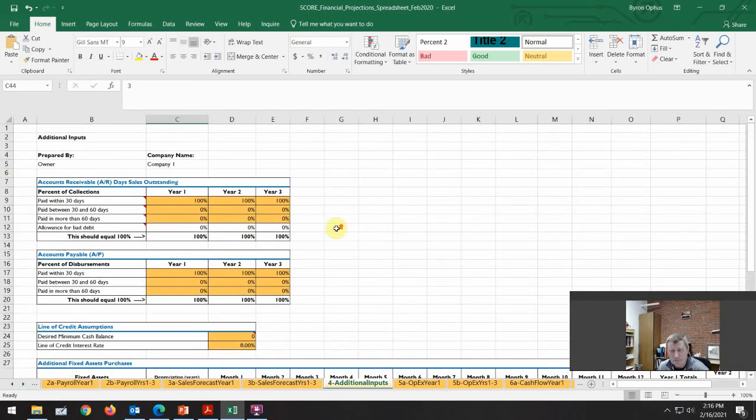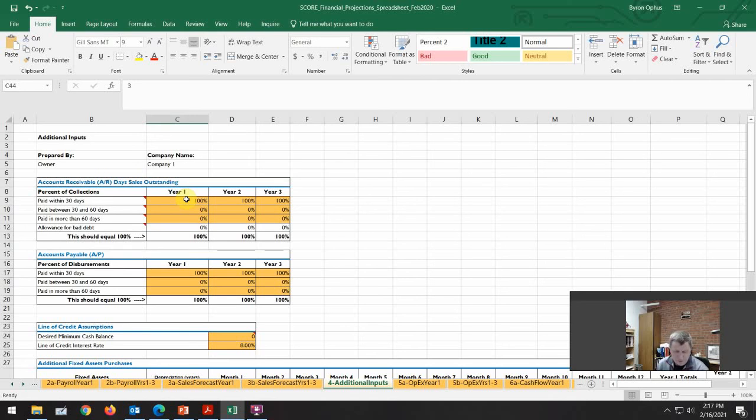Okay, next one, additional inputs. Let's take a quick look at that. We have accounts receivable. For a lot of our businesses, and I'll stick to my coffee shop example, if I'm going to do a coffee shop, I'm going to get paid right away. People are going to give me cash, a credit card, or a check. I'm not going to sell things on account like I might if I had, say, an auto repair shop.